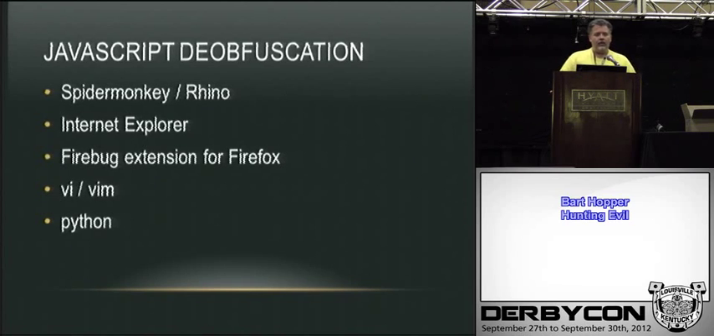So now let's get into a little JavaScript deobfuscation. There's several tools that you can use. SpiderMonkey and Rhino, to be quite honest, is more work than I needed for the analysis I'm doing. Internet Explorer allows you to look at little chunks of JavaScript. There's a nice FIREBUG extension for FIREFOX, but I use VI or Vim and Python.